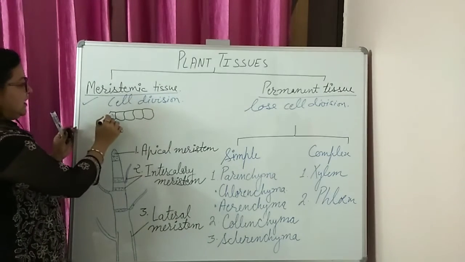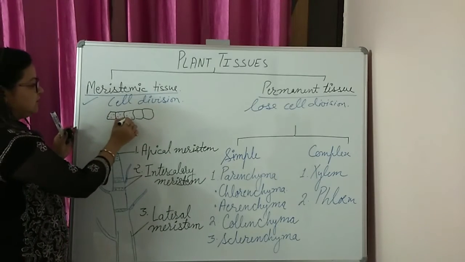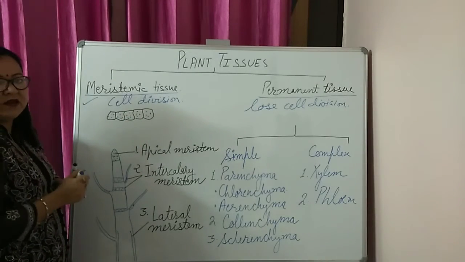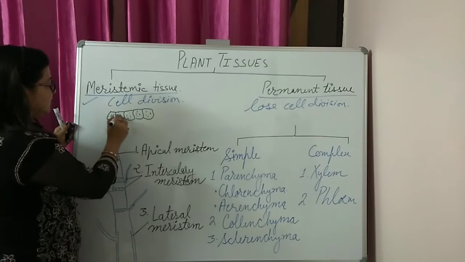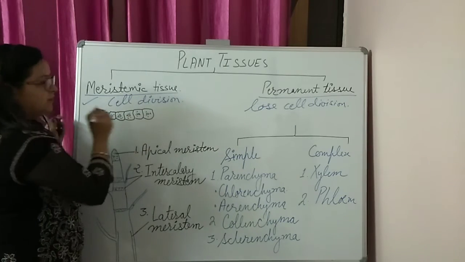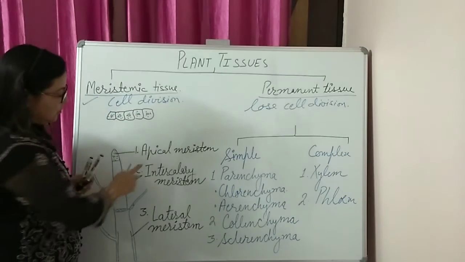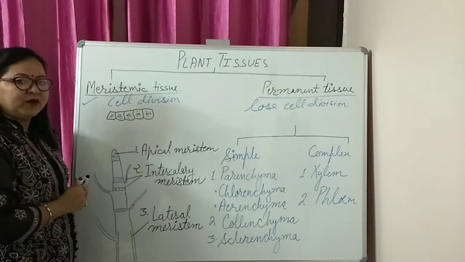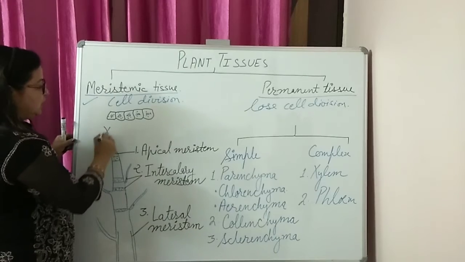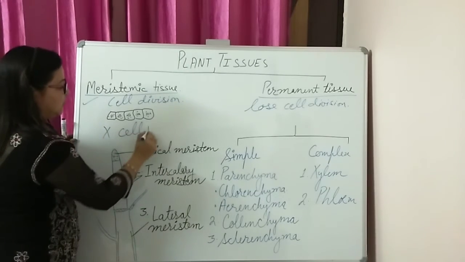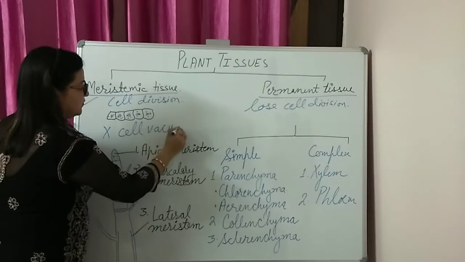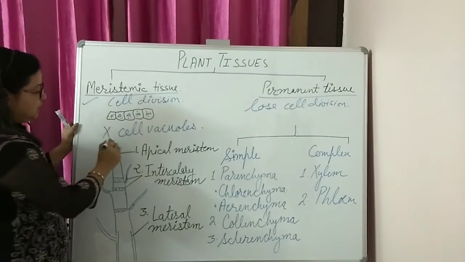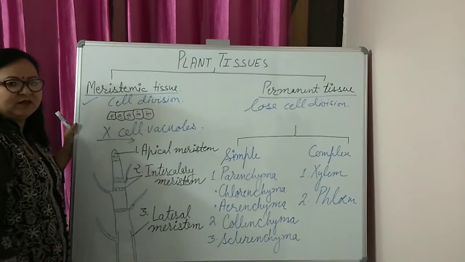Second point, they have dense cytoplasm. Plus, they have a prominent nucleus. These are the common features of all meristematic cells or tissues. One more important point is that they do not have cell vacuoles. Can you think about this point? Why do they not have a cell vacuole?